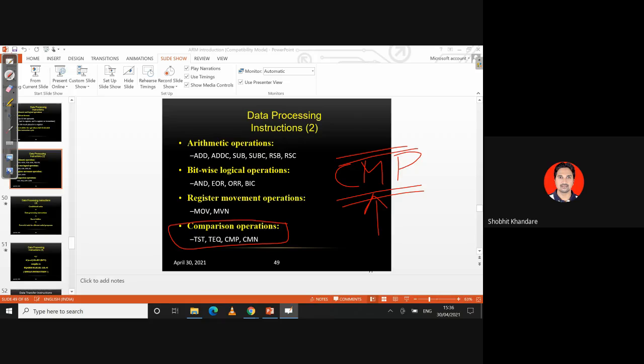Yes, this is an easy one. कंपेयर इंस्ट्रक्शन कौन से फ्लैग को इफेक्ट करता है? It is your carry flag. For example, अगर मैं A और B को कंपेयर कर रहा हूं, इसका मतलब सब्ट्रैक्शन ऑपरेशन यूज होगा.